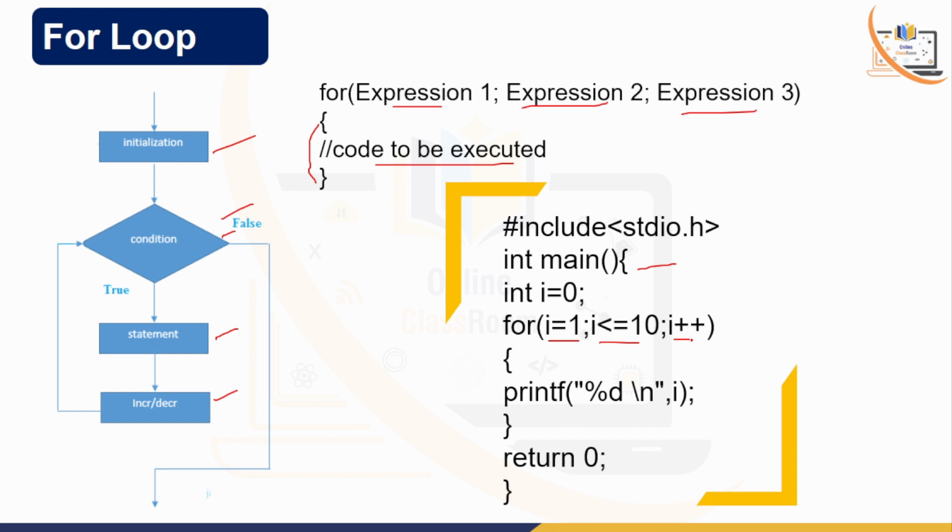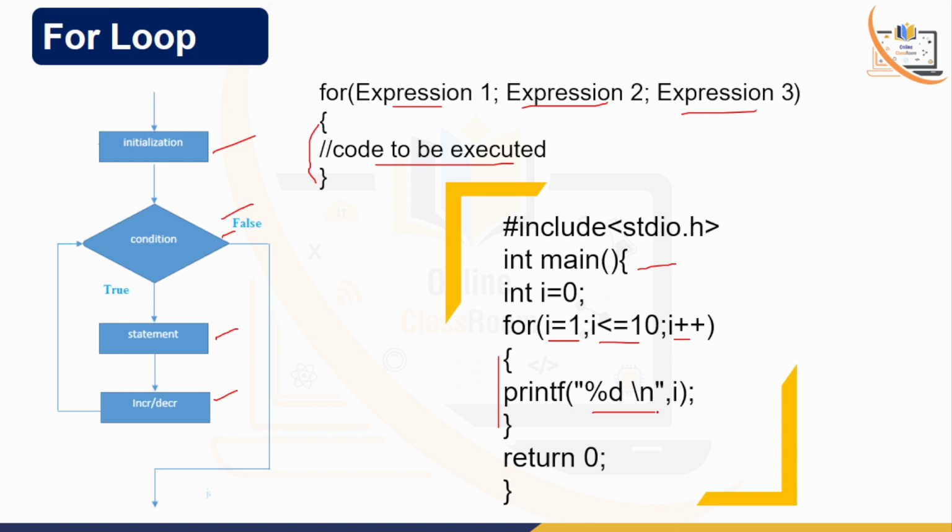We may decrement also. If we want to decrement, expression 1 must start with 10, the condition is i greater than or equal to 1, and i-- to decrement it, right? Now inside it there is a printf statement, and I just print the value of i, nothing else, right?